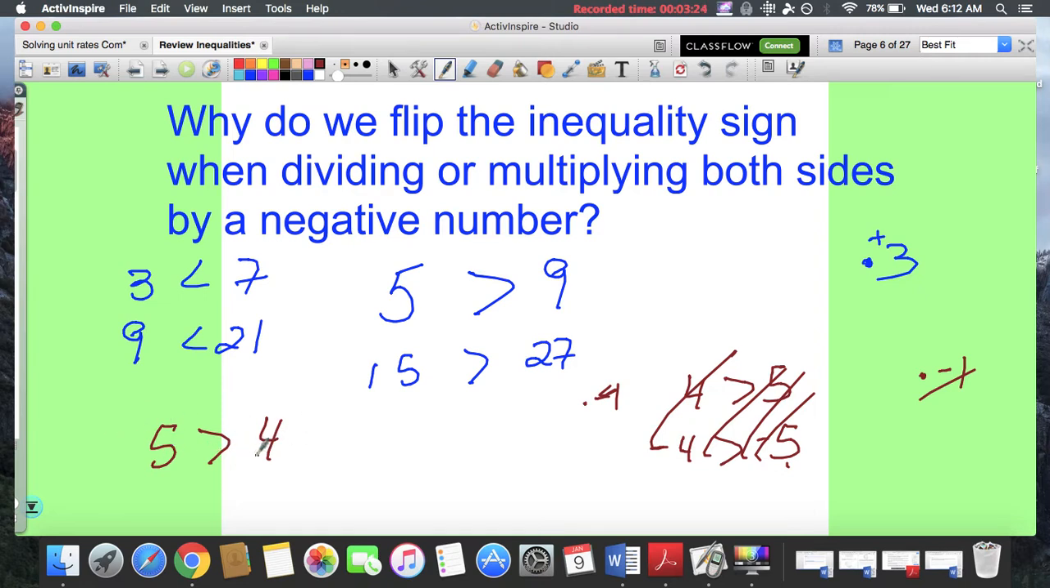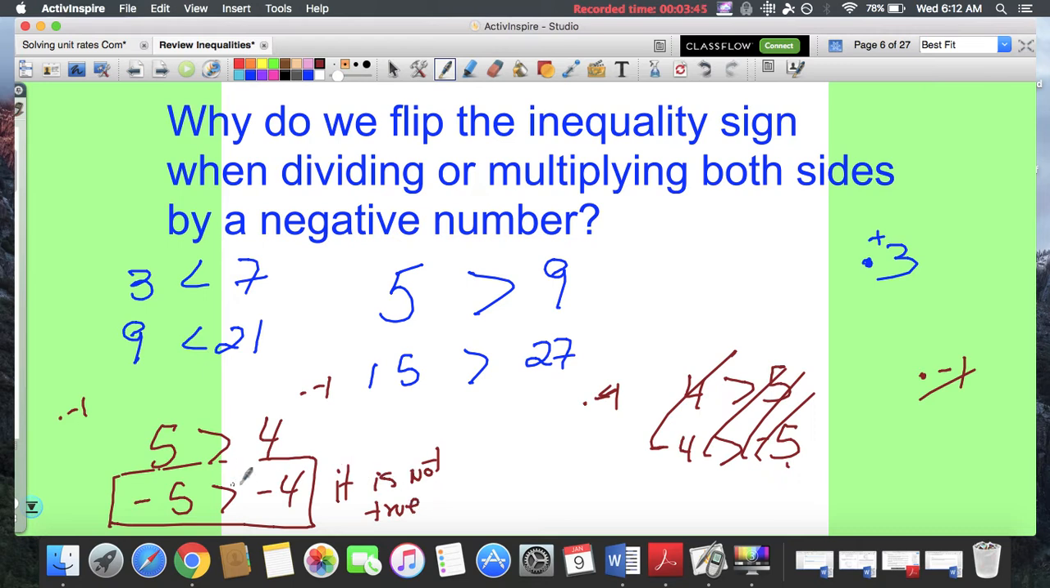And if I multiply both sides by negative 1, 5 times negative 1 is negative 5. And 4 times negative 1 is negative 4. Now look at your new inequality. Is negative 5 greater than negative 4? It is not. It is not true. So the only way to fix this is that we take the inequality and flip it the other way so that it becomes true. Because if we leave it alone, it's not going to be true. So we need to flip the sign in order to become true. That's why we flip the inequality the other way, because otherwise it won't work.